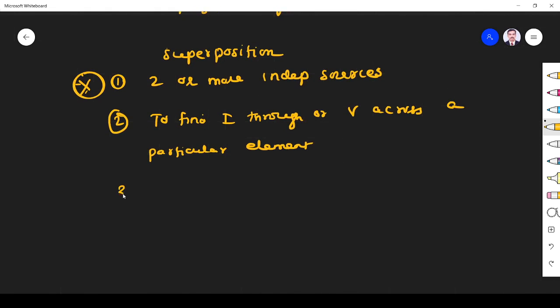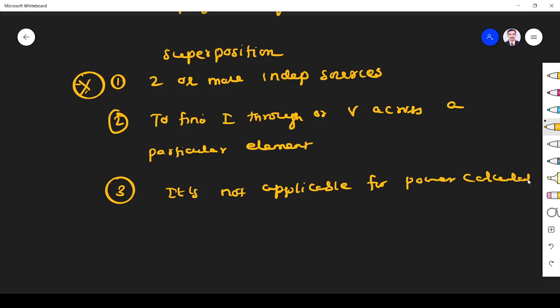Another important point we must note about the superposition theorem is that it is not applicable for power calculation. These are all the three points we must know whenever we learn about the superposition theorem. Now we see the statement.